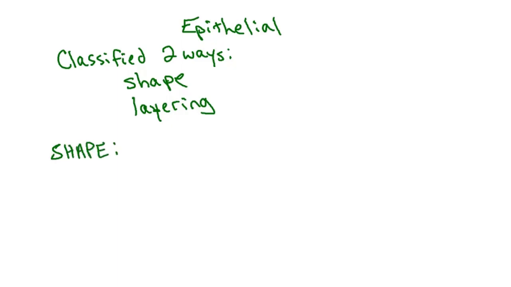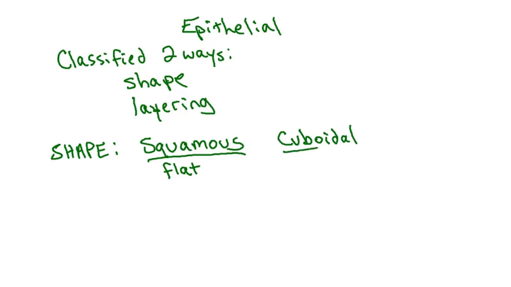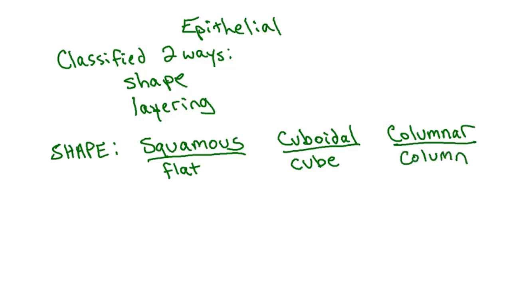So the shape of epithelial tissues, there's three basic shapes. One is called squamous, and squamous just means flat. And then there's cuboidal, and that means shaped like a cube. And then there's columnar, and that just means it's shaped like a column, like a Greek column or a pillar.